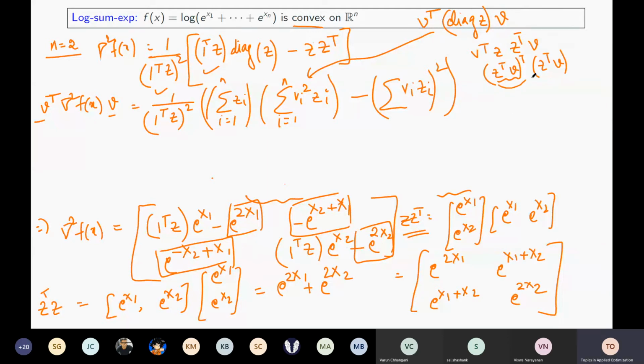So this is the norm of z transpose v, this term. I mean, this is equal to the norm squared, right? So this is like this.